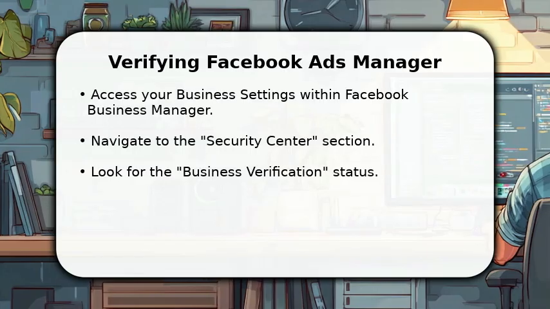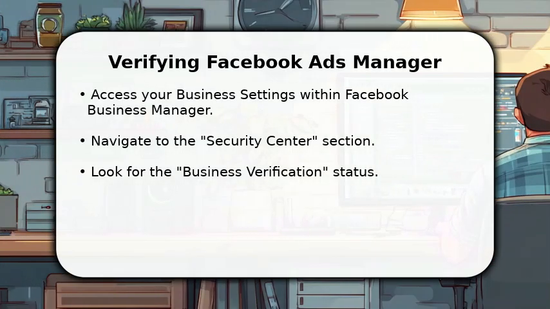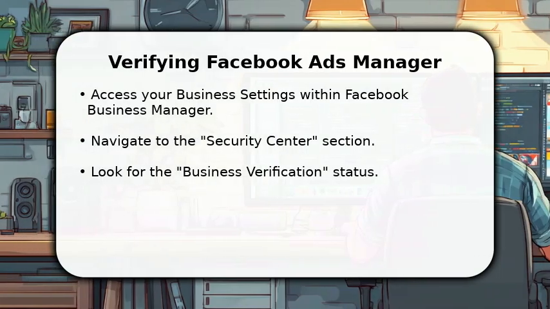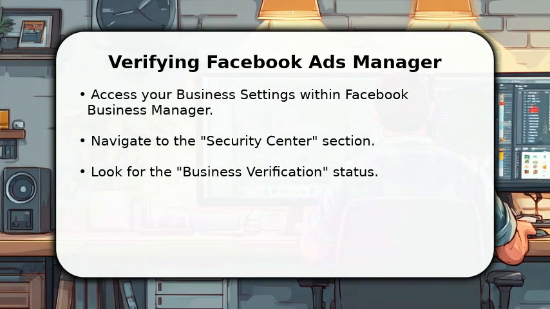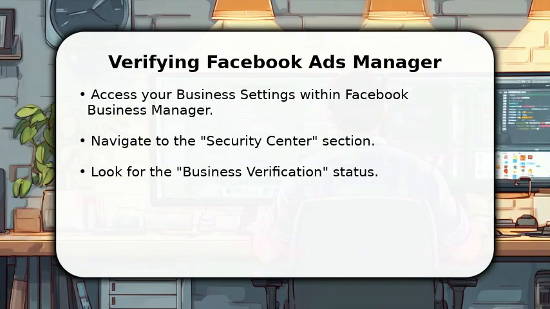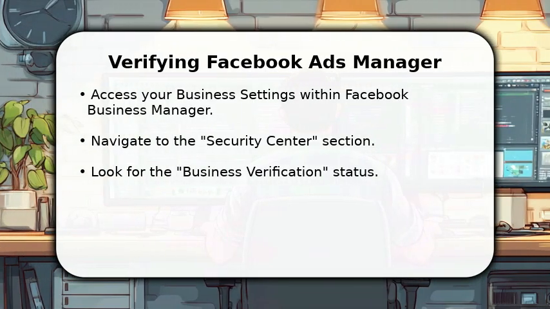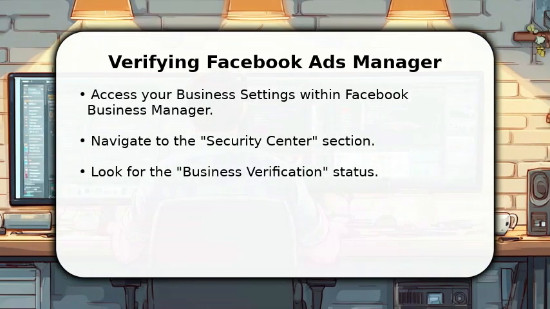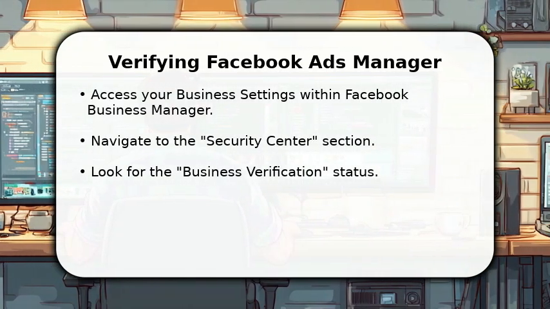In this video, I will explain how to verify your Facebook Ads Manager. To begin, access your business settings within Facebook Business Manager. Once there, navigate to the Security Center section. This is where you will find the business verification status. It's a crucial first step to ensure your advertising efforts are compliant and trusted.